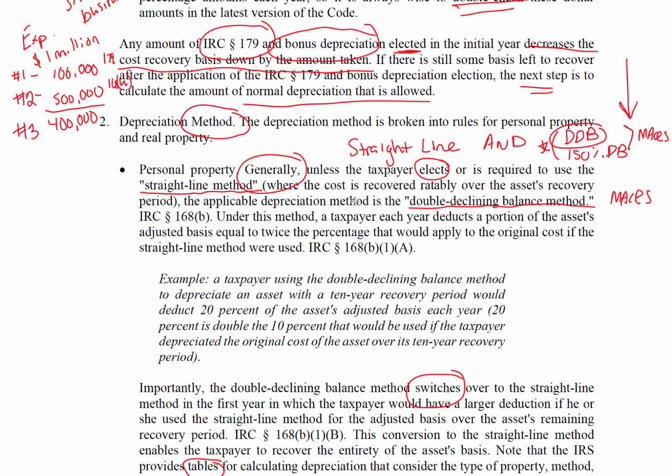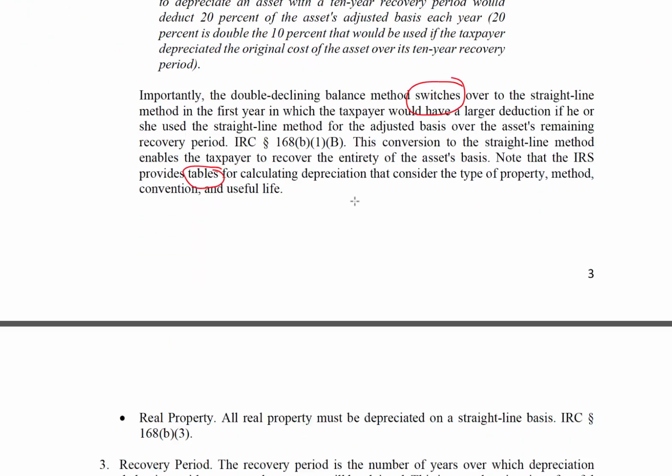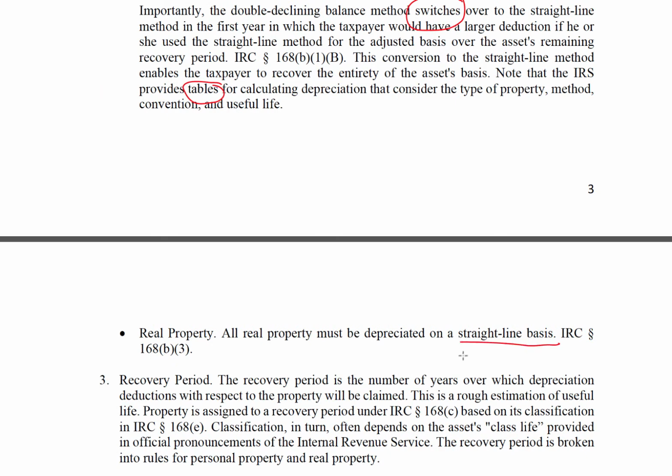Because straight line, you get more later on. Double declining balance, you get more early on. That's the idea. But holding everything constant with respect to rates, you want to do the modified accelerated cost recovery, which is what you can do under personal property, because of time value of money. Real property only is straight line. So real property, you're only allowed straight line.